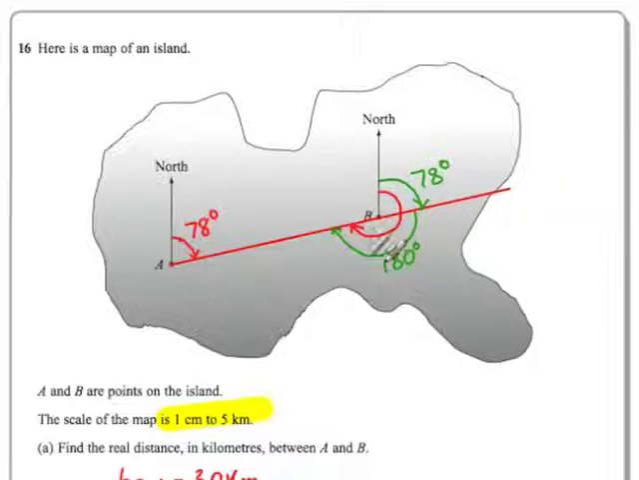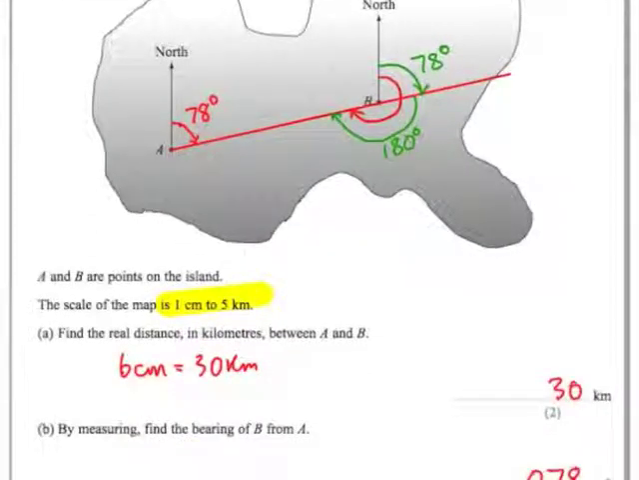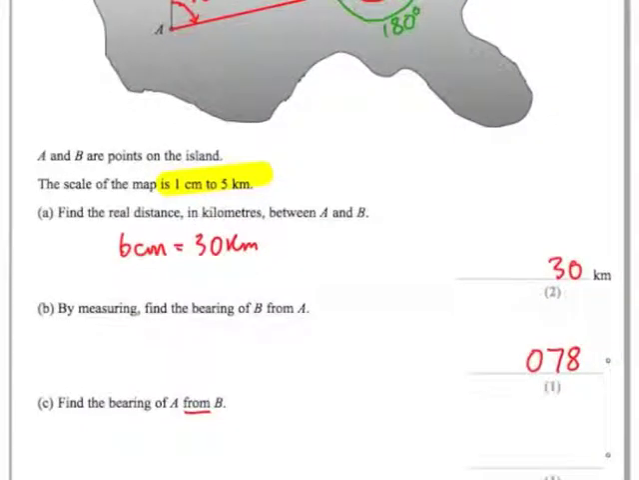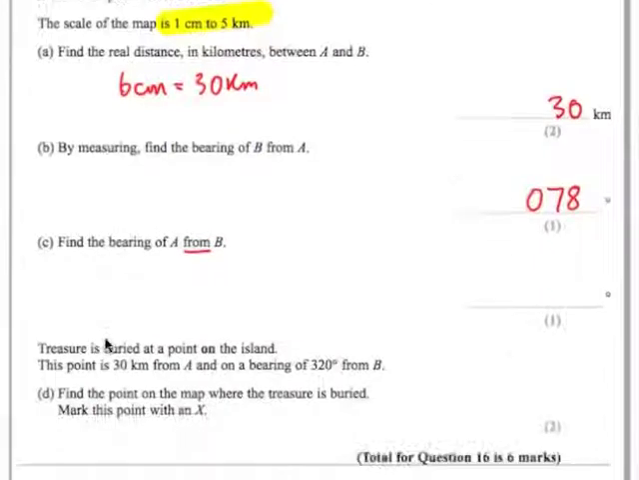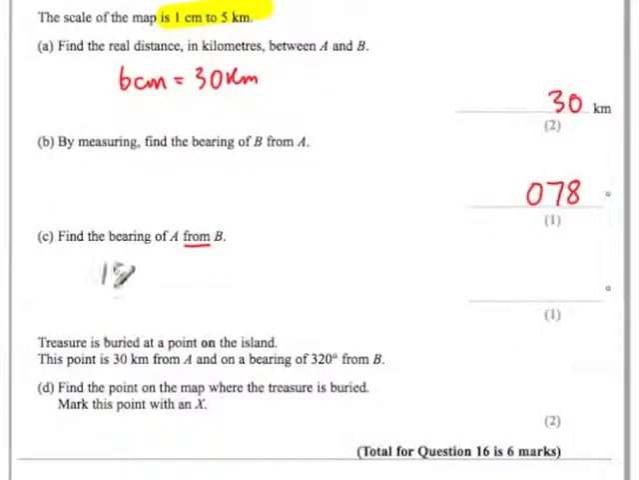The total then, the total bearing will be 180 plus 78. So I can put that down here as part of my working. 180 plus 78, okay, and that would give me 258 degrees. 258 degrees.